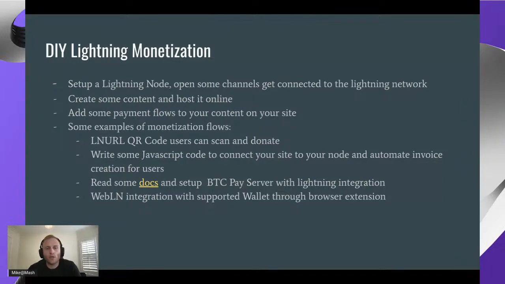That part's pretty simple. There's many platforms. Now you got to add payment flows. This is the part where it can get kind of tricky. If you aren't technical, you probably will have to dive into some docs to understand what's happening. But some examples of flows could be, you can use LNURL QR codes. Users can scan and donate a range of sats. If you're technical enough, you can write JavaScript code to connect to your node directly and automate invoice creation for users.